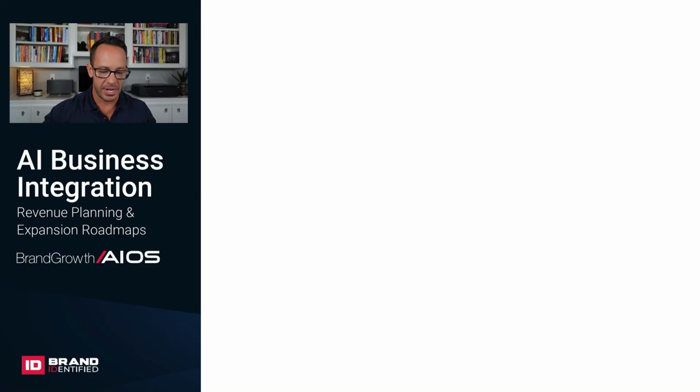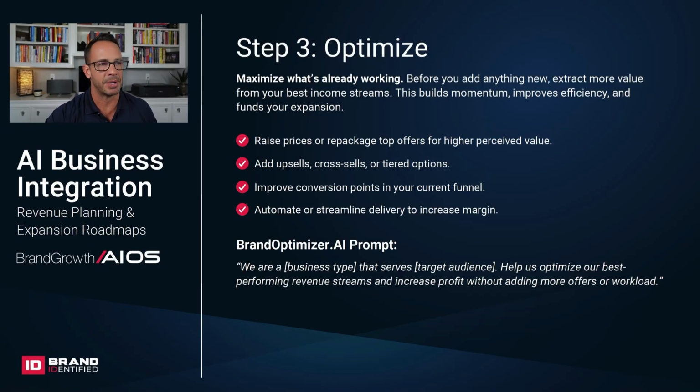So now moving on here into the next step, which is step number 3, and this is to optimize. So you want to maximize what's already working for your business. Before you add anything new, extract more value from your best income streams. This builds momentum, improves your efficiency, and funds your expansion. So raise prices or repackage top offers for higher perceived value, add upsells, cross-sells, or tiered options, improve conversion points in your current funnel, or automate or streamline delivery to increase that profit margin. Then, as always, I've provided you another BrandOptimizer.ai prompt for you to use for this in step number 3.